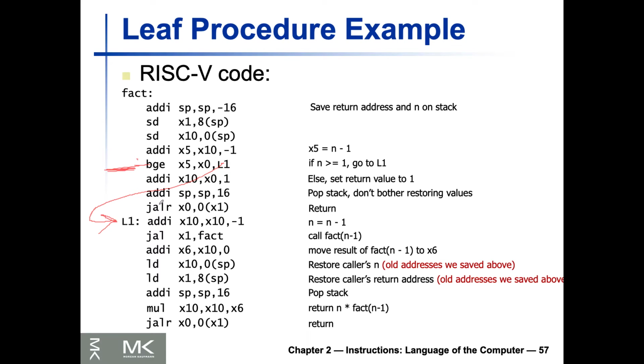Remember these two loads? They're going to restore the caller's n and return address. So they have the old values we saved above, before, on these two stores.